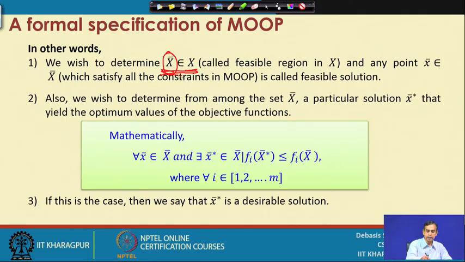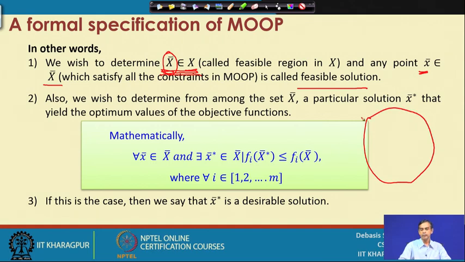Now, if we consider this x bar, any point in this feasible solution region, which satisfies all the constraints in the MOOP specification, then it is called a feasible solution. So, x consists of many solutions. It is basically the domain of the decision space, all the possible values, but we have to consider only a few. If this is x and this is x bar, then this is called the feasible region and the feasible solution.